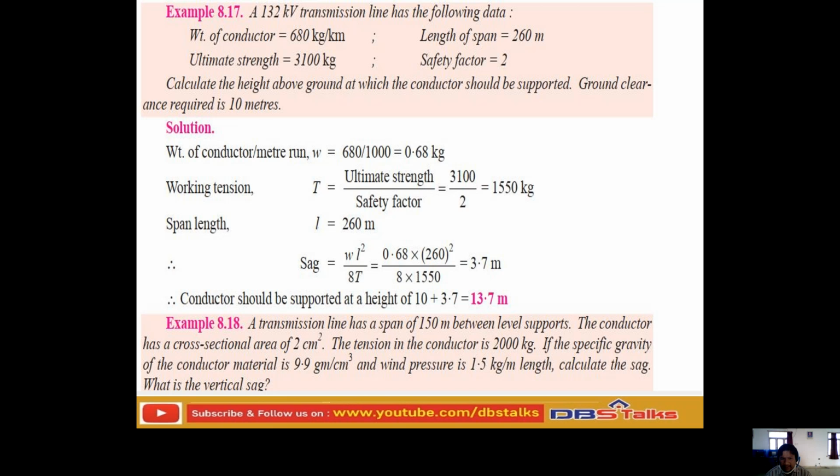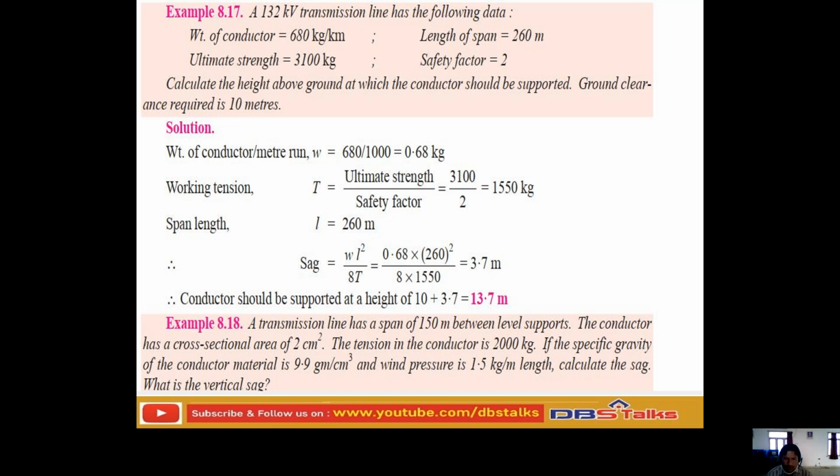So weight of the conductor per meter, W, is given per kilometer, but we want per meter, so divide by 1000. 680 by 1000 is 0.68 kg. Now working tension T is equal to ultimate strength by safety factor. Generally safety factor is the ratio of ultimate strength to working tension. From that formula, working tension is ultimate strength by safety factor, that is 3100 by 2, that is 1550 kg.